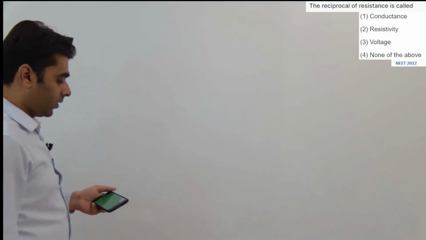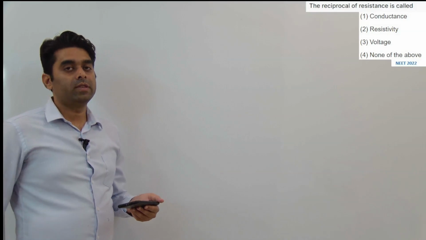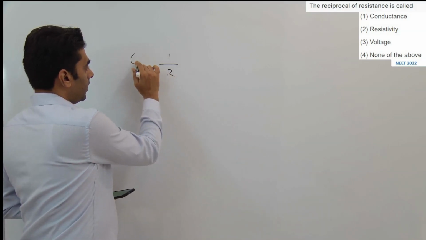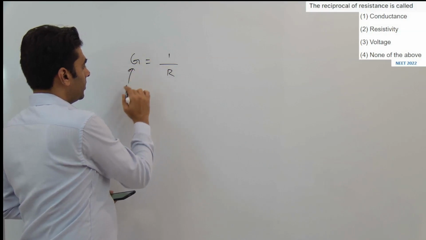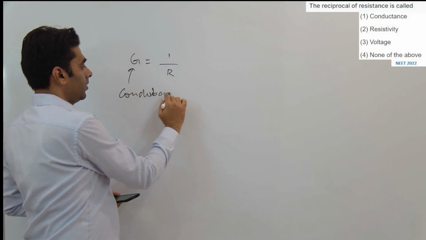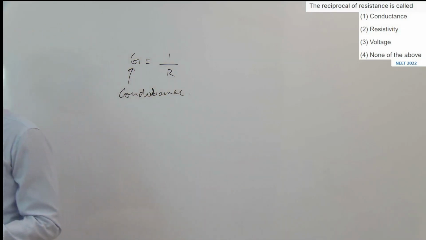So next, a theoretical question, simple question basically. The reciprocal of resistance, that is 1 by R, is basically denoted by G, and we term it as conductance. It is the reciprocal of resistance, conductance, denoted by G. Fine.